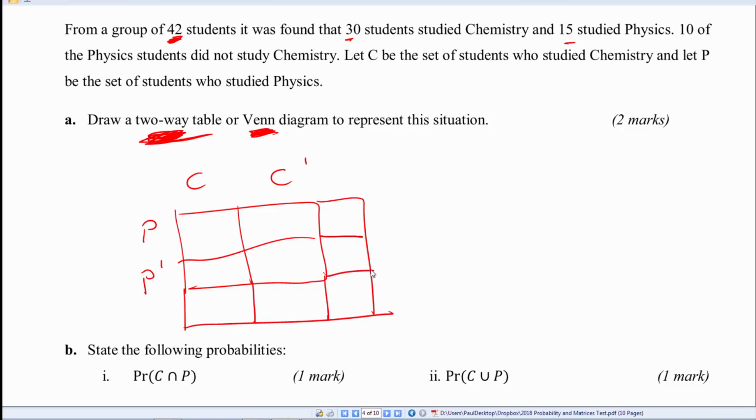So generally speaking, for a Karnaugh map or a two-way table, you need a 3x3 grid. Okay, so let's see what information we got given. 30 students studied chemistry. So chemistry down here is 30, and 15 studied physics. So here's physics over here at 15.